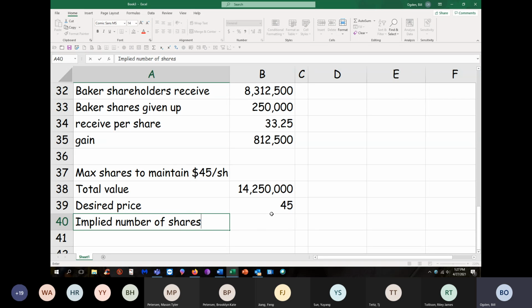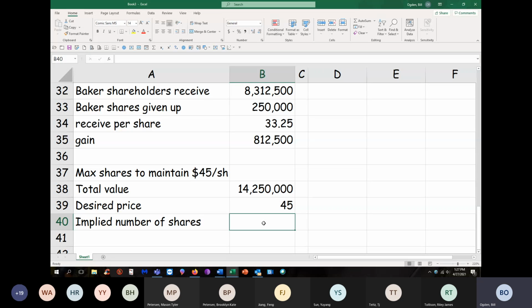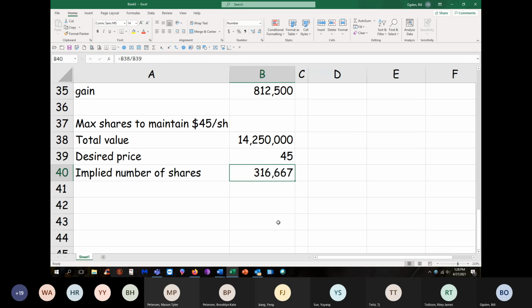In order to keep this price at $45, the total shares in the company cannot exceed what? 14.25 million divided by 45 cannot exceed 316,667. All right.